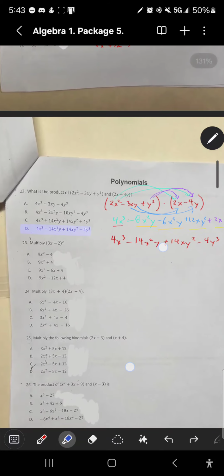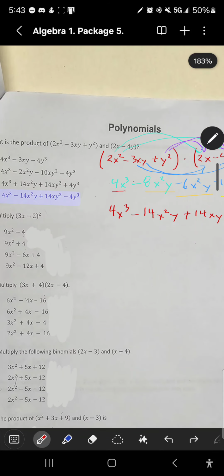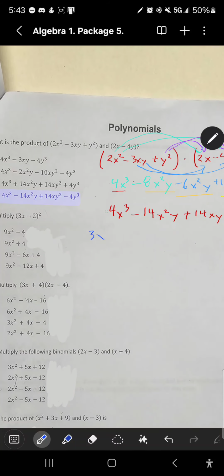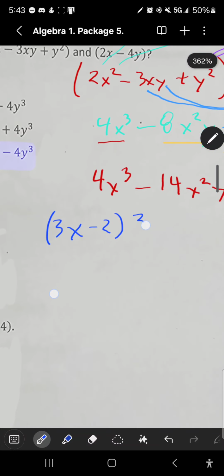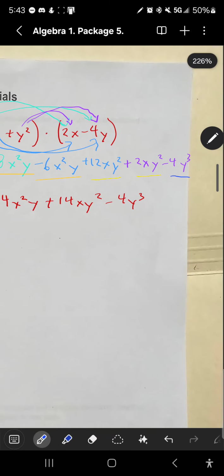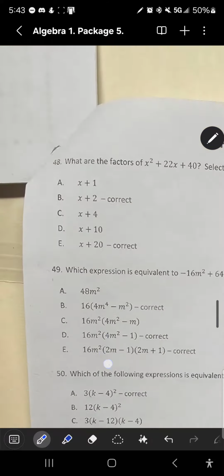Now let's see. Okay, we have 3x minus 2 cubed. Let me use another color to identify. 3x minus 2 cubed. So there are a lot of ways to do this, but I would recommend just learning the formula. The formula is, I'm gonna do it here at the end of everything.